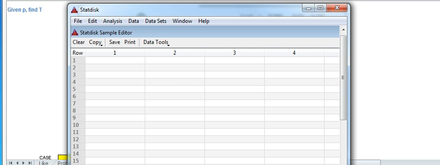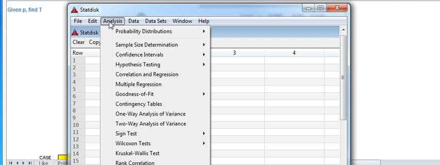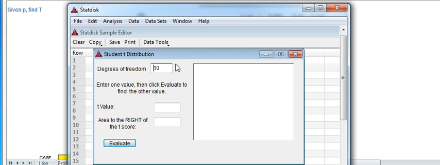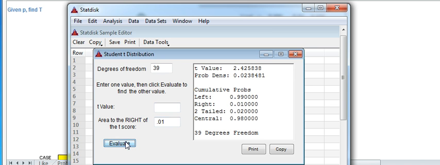Finally, we can do this in Statdisk as well. We go to Statdisk, Analysis, Probability Distributions, Student T, and this menu comes up. It asks for degrees of freedom, which in our problem is 39, and let's suppose we want a 1% area to the right. You can enter either the t value or the probability. Click Evaluate, and this gives you a t value of 2.4258, which is 2.426 rounded. So you can get either the first problem or the second problem with Statdisk.